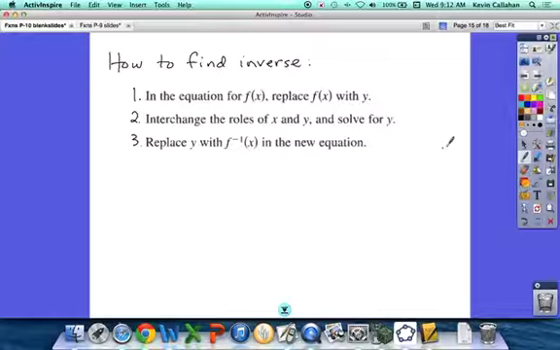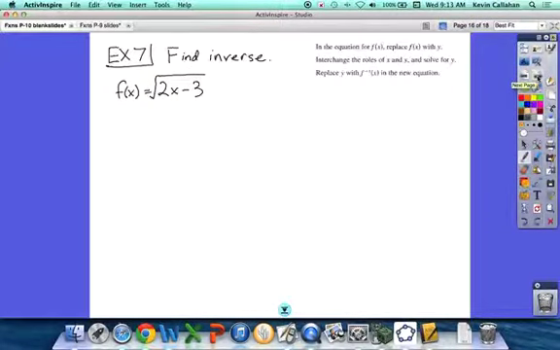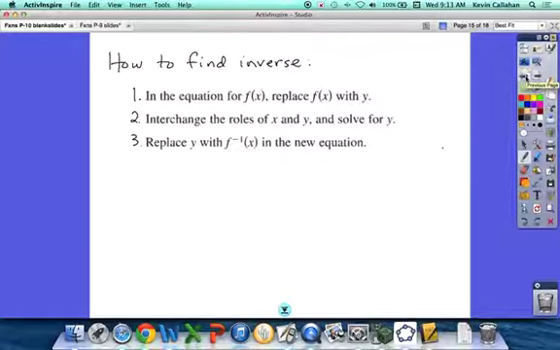Let's see about this. We are on page... It's too complicated. Okay, I think before I do that one, I'm going to do an easier one.